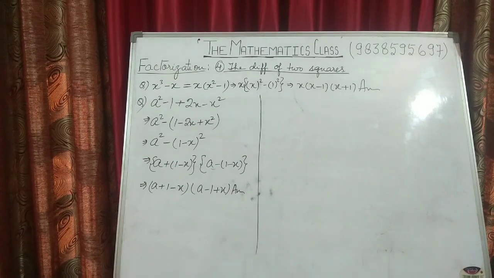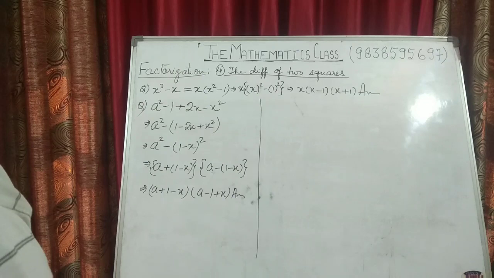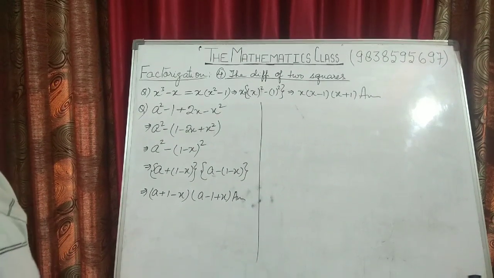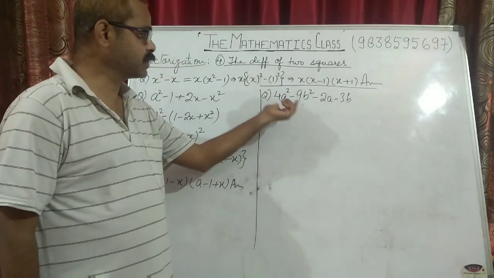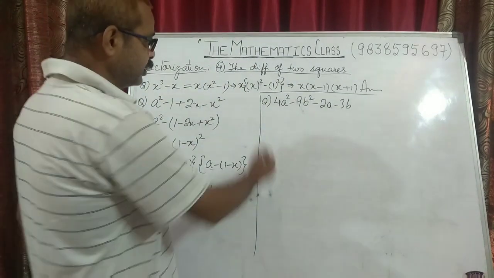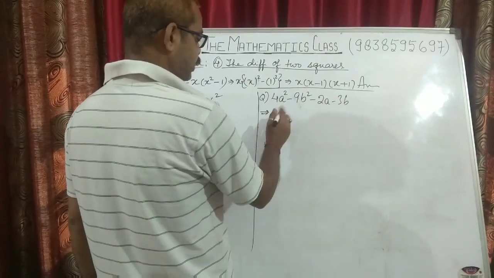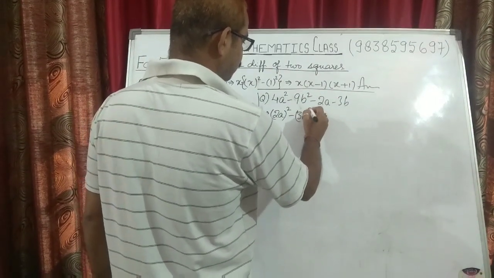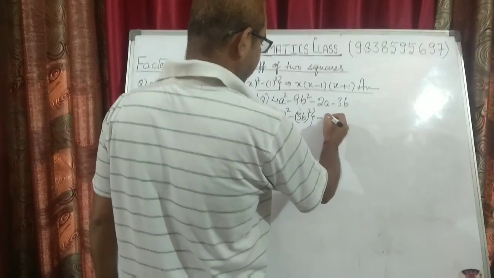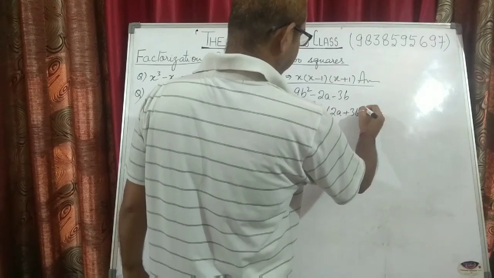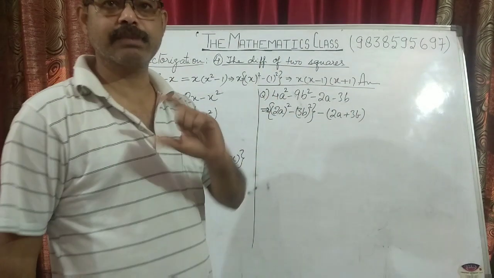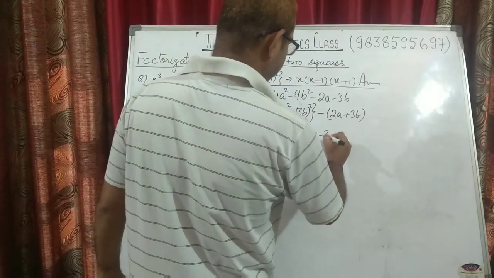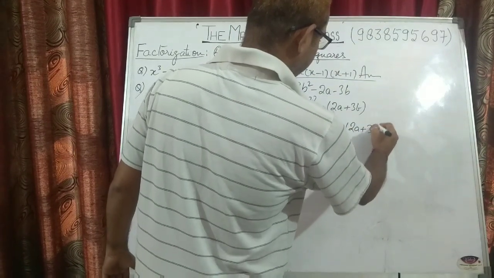Now let us take some other question of the same type. Next question, I am taking it as 4a square minus 9b square minus 2a minus 3b. Now in this question you can see that 4a square is 2a whole square and 9b square is 3b whole square. I have taken these together and I have taken minus common, so what is left is 2a plus 3b. Now a square minus b square means a plus b and a minus b. So this can be written as 2a plus 3b and 2a minus 3b minus 2a plus 3b.